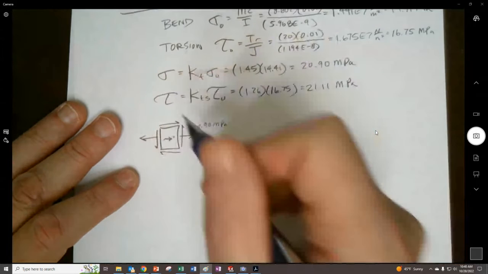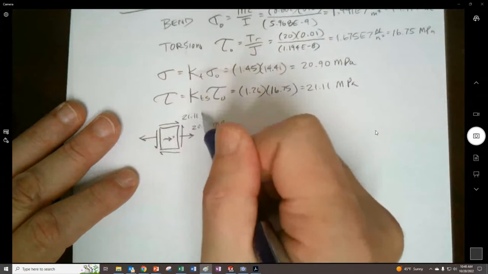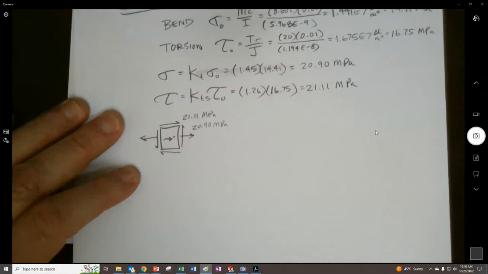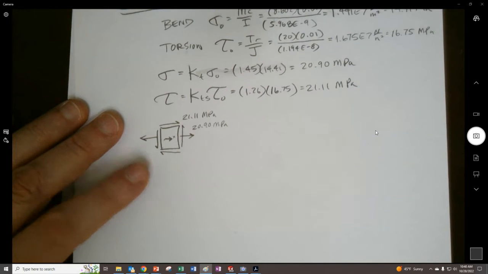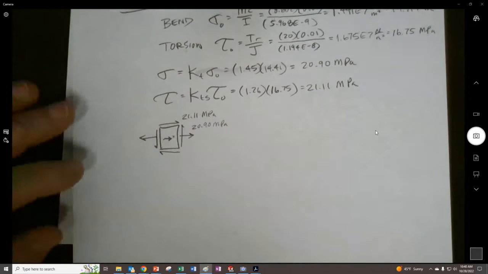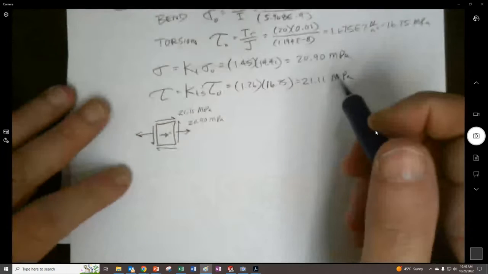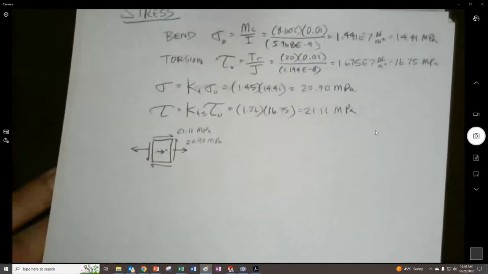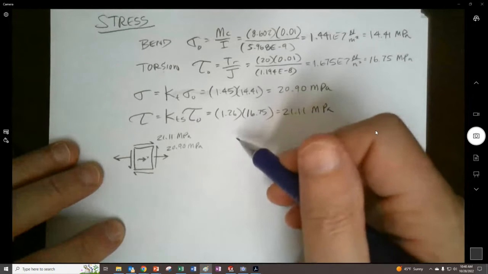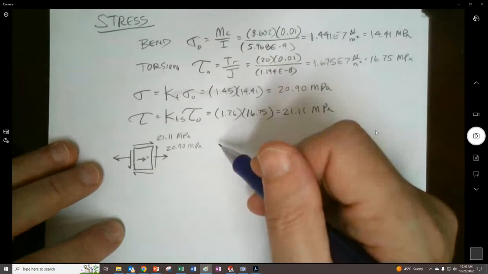We're not, and as usual in many problems from here on out, we're going to ignore the transverse shear because it's fairly small compared to these other stresses in this scenario. But it's worth knowing about it and keeping in mind that it exists. But in terms of our general procedure, we're going to ignore it.